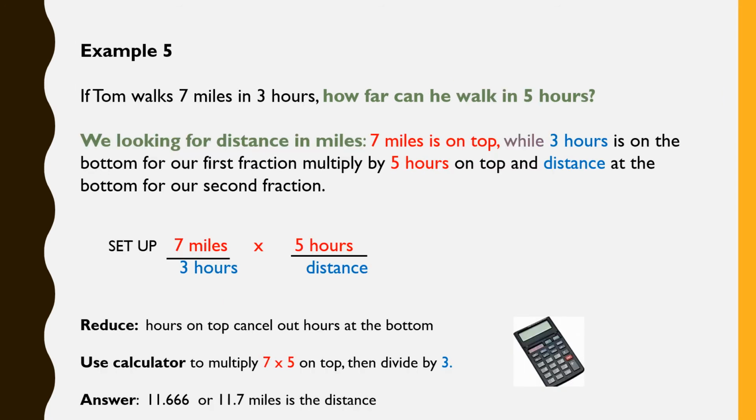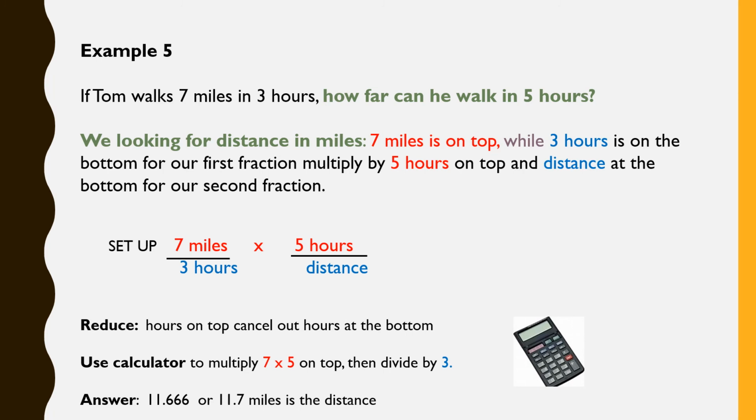Example 5. If Tom walks 7 miles in 3 hours, how far can he walk in 5 hours? We're looking for the distance in miles. 7 miles is on top, while 3 hours is on the bottom for our first fraction. We then multiply by 5 hours on top and 1 distance at the bottom for our second fraction. That's the distance we're trying to find.